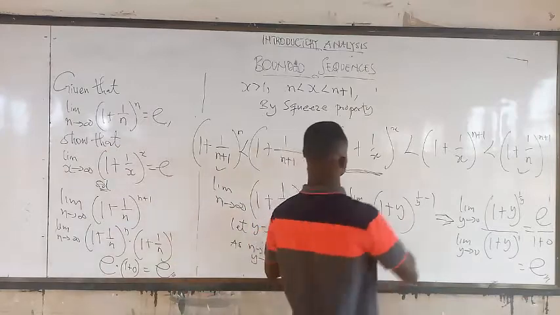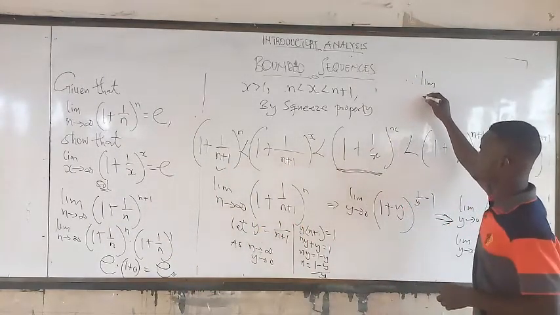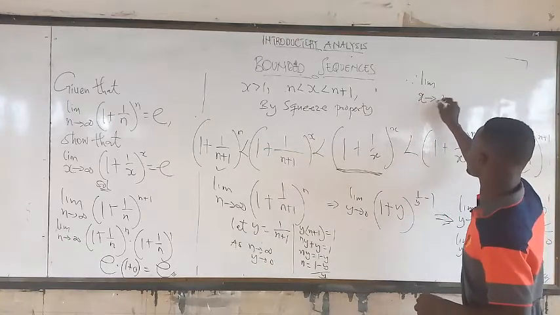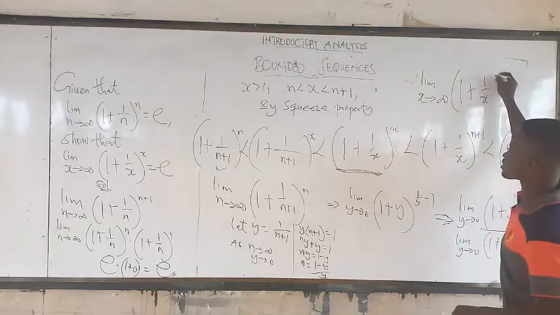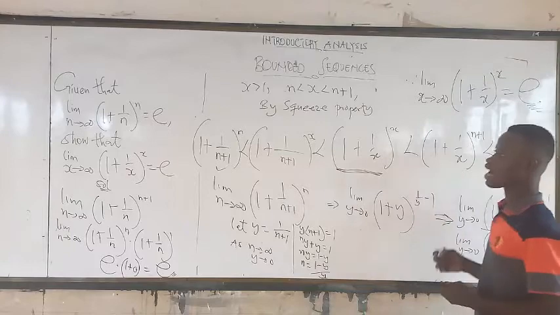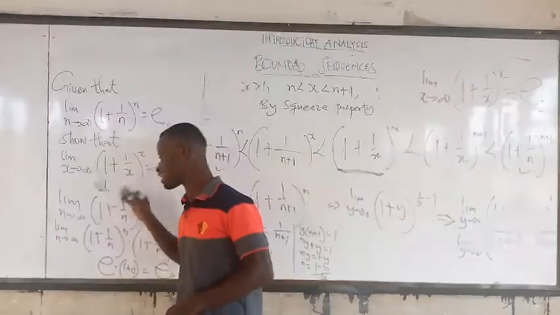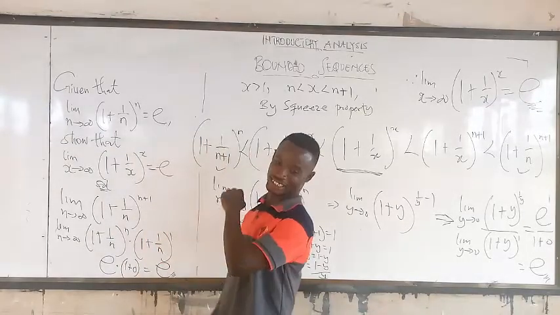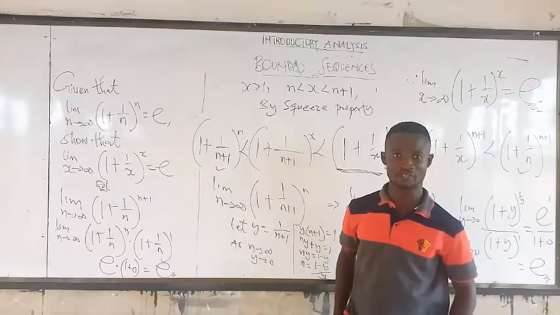Therefore, the limit as s approaches infinity of (1 + 1/s)^s is also equal to e. So now we have established an equivalent statement for this and that. Very good. Thank you for your time and see you in the next video.